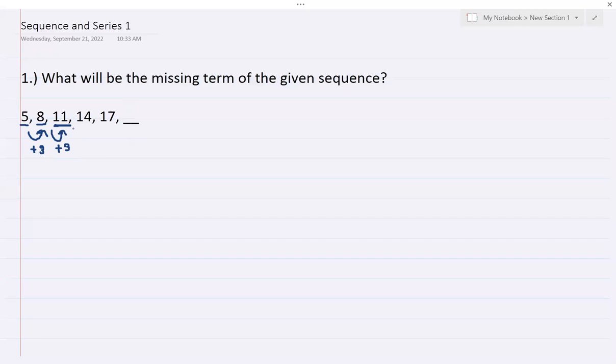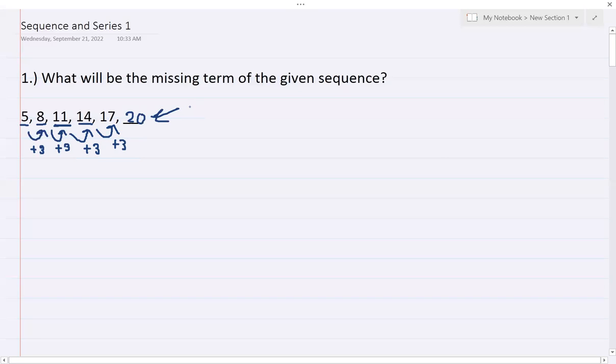Let's try to add 3 to 11. 11 plus 3 is 14. That's it. Now, let's add 3 to 14. 14 plus 3 is 17, right? Now, lastly, 17 plus 3 is 20. Okay, that's it. That is your final answer.